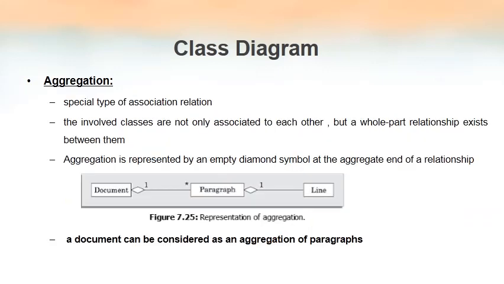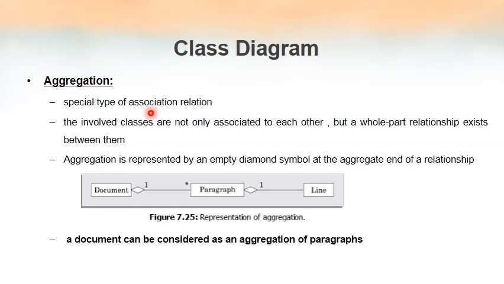Now the next one is aggregation. As mentioned here, it's a special type of association. It's a special version of the association relation that we saw just now. And see how we are representing this. This figure represents the aggregation. In this example, a document can be considered as an aggregation of paragraphs.